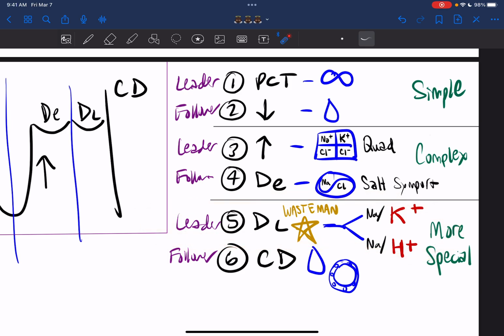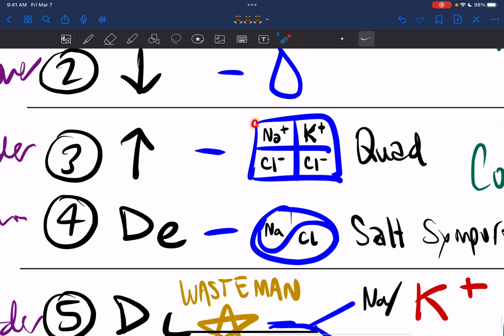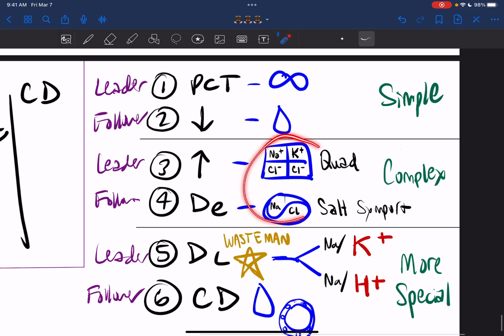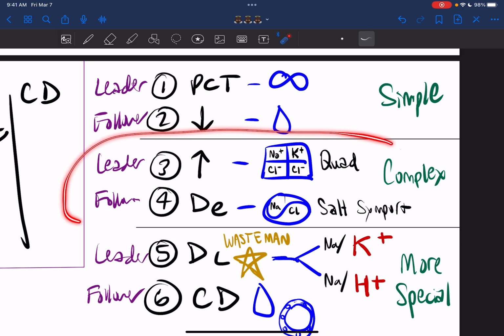So that is that. Now, how do you remember that these two are absorbing and not secreting? First of all, these are both symports, so they're moving all of the ions in the same direction. They're not antiports. They're not moving them away from each other like this. The other thing is they have sodium in it.